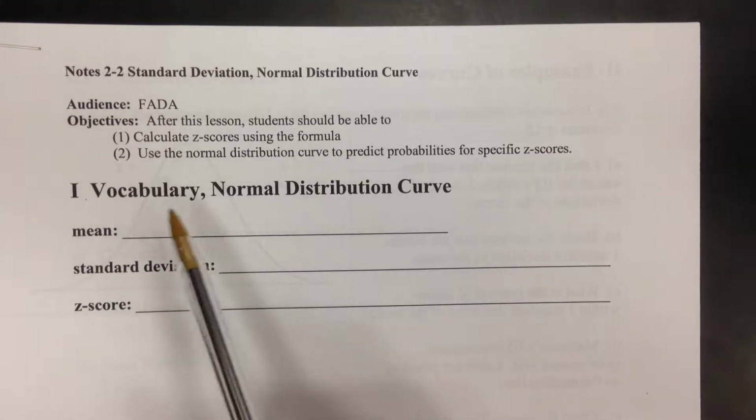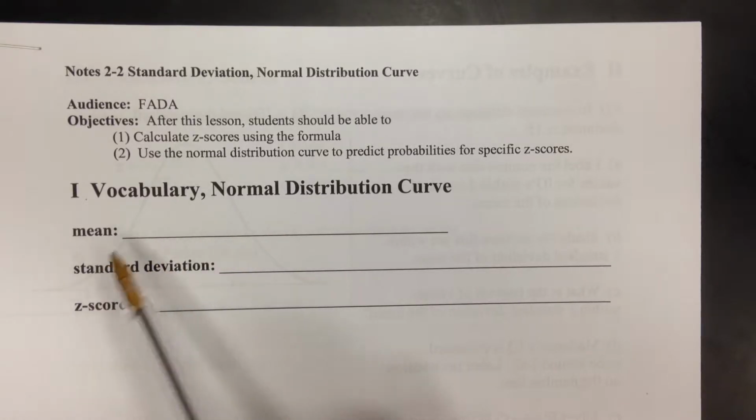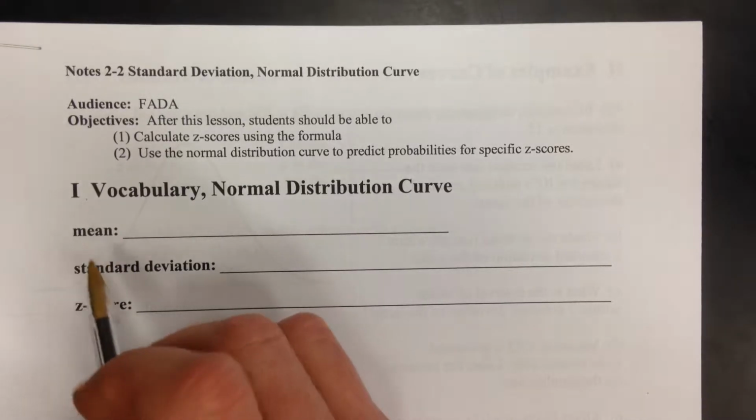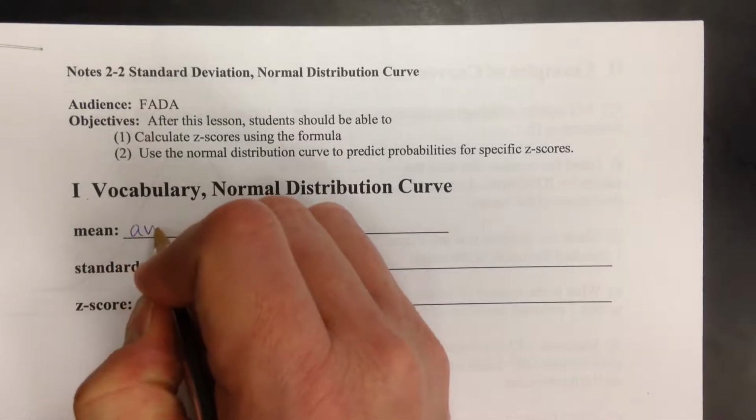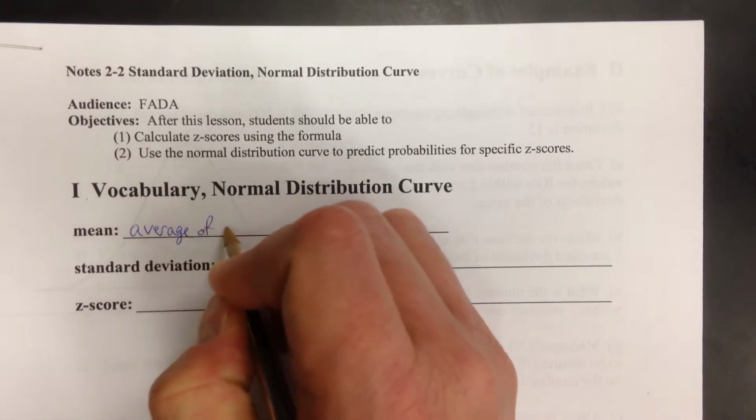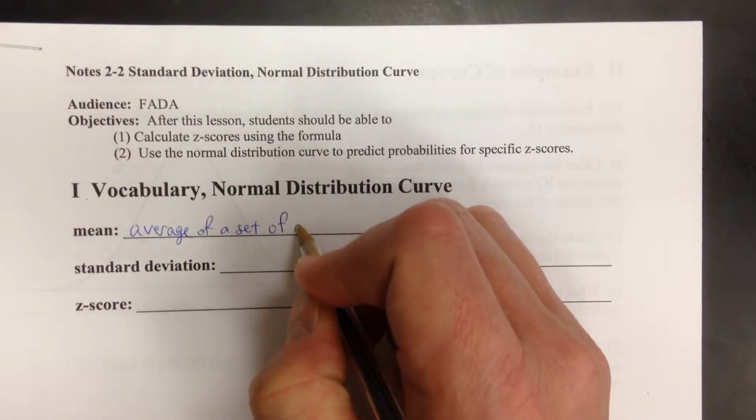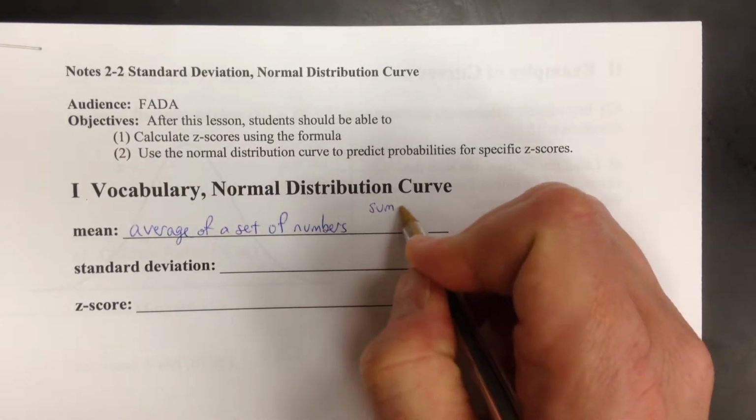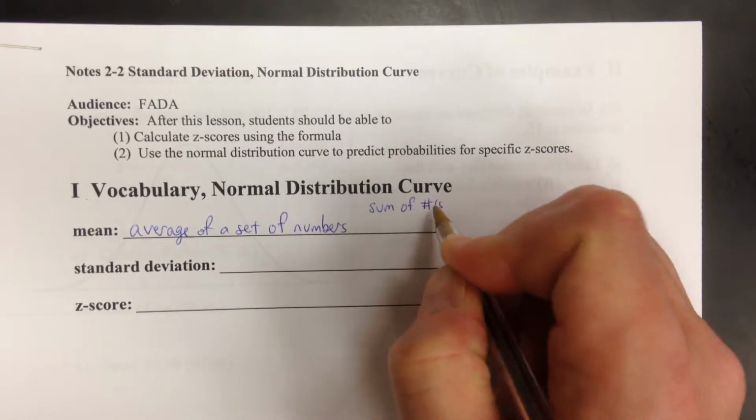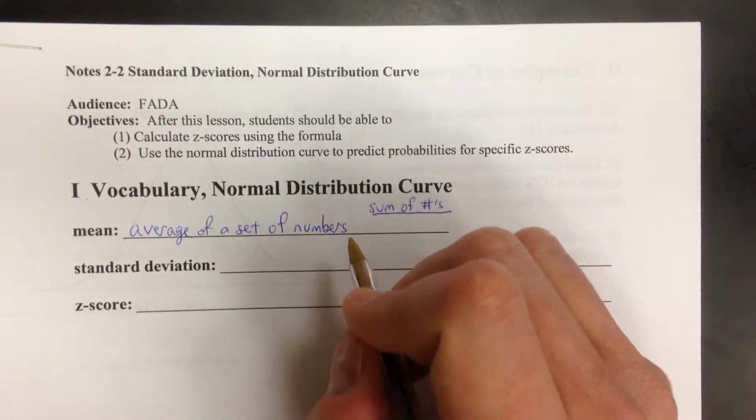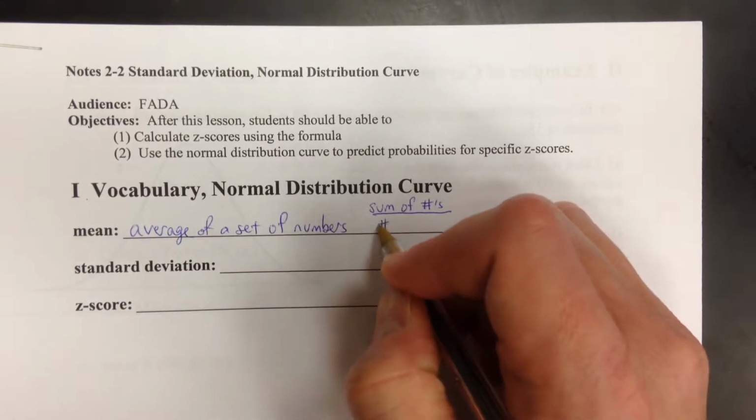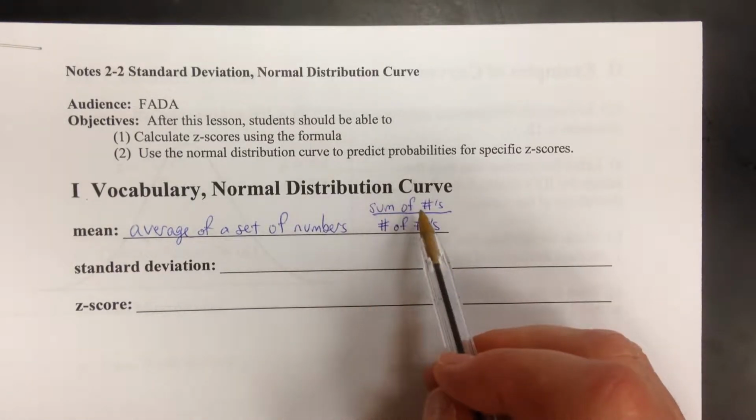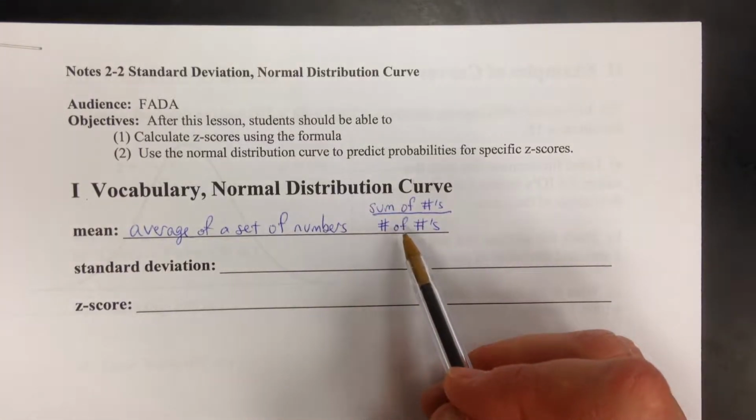So talking about standard deviation and normal distribution, we're going to have a few vocabulary words that we're going to be using quite a bit. The first one is the mean, and another word for mean is the average of a set of numbers. Remember that the mean is basically you add up your numbers. It's the sum of the numbers divided by the total number of numbers. I'm going to use the number sign for number of numbers. So you add up all of your data and you divide by the number of pieces of data.